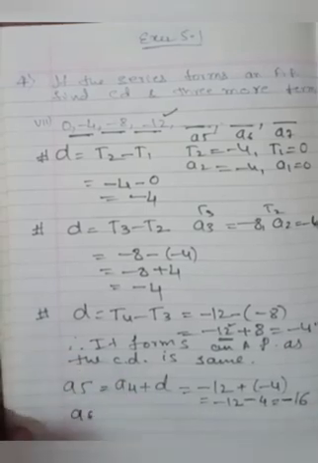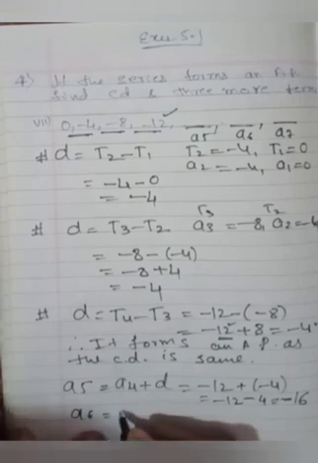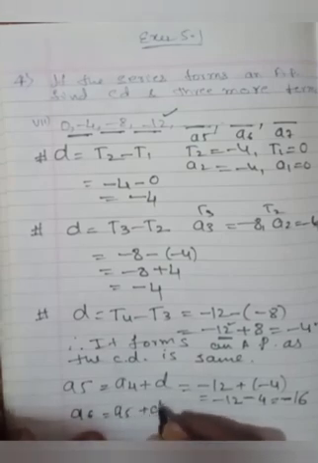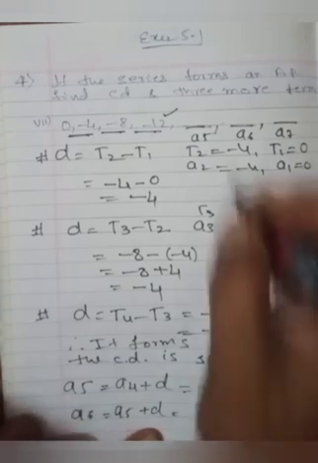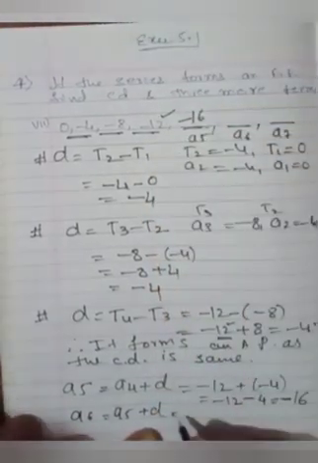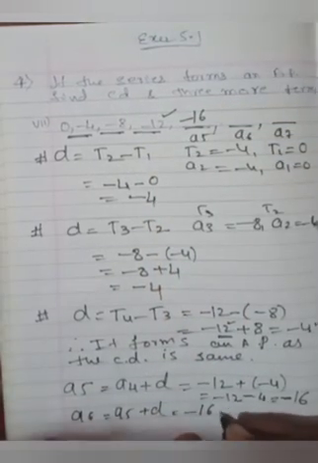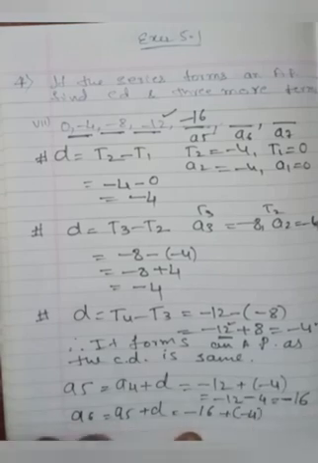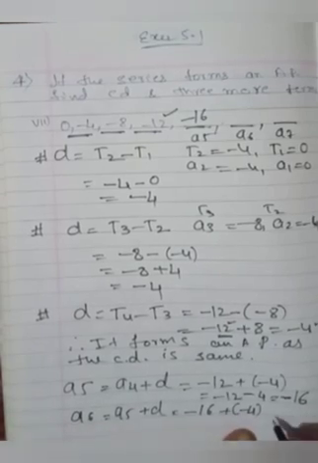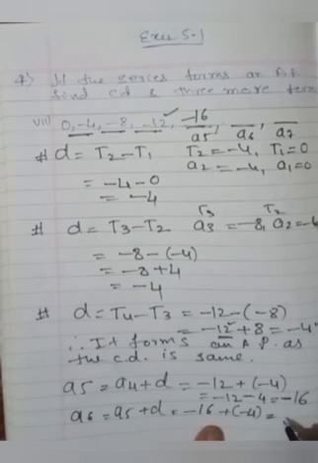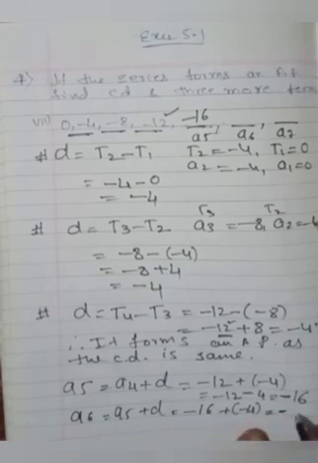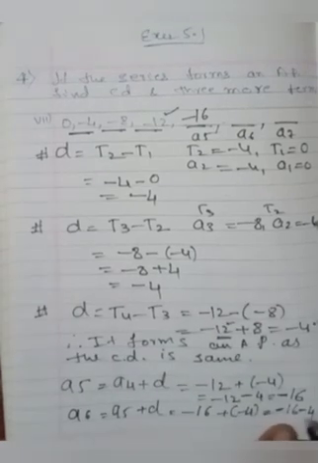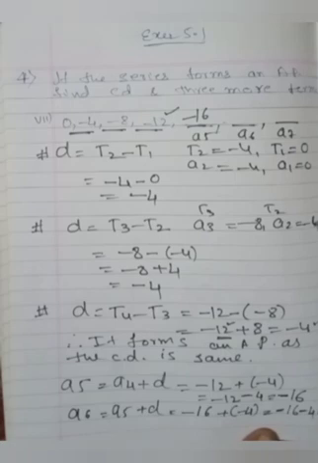Now I'll go with a6. A6 is a5 plus the difference. A5 we have got is minus 16. Minus 16 plus minus 4. You have to solve stepwise. Don't write the answer directly. Solve the steps. You will get marks for that if it is not MCQ type. Minus 16 plus minus minus 4 is equal to minus 20. So I'll write here minus 20.